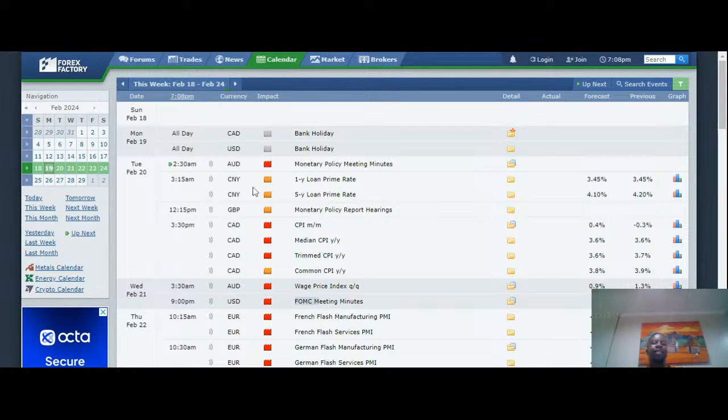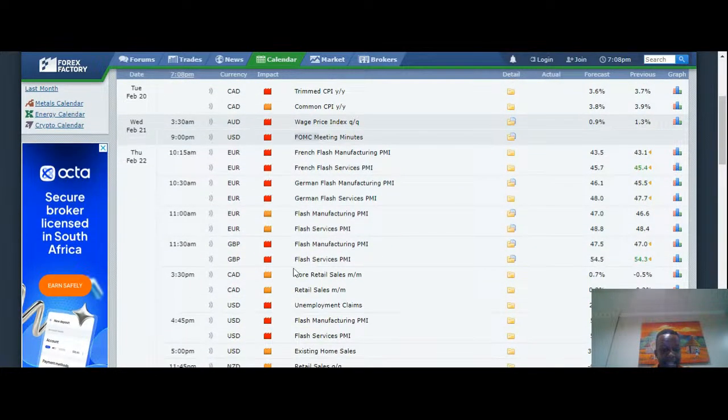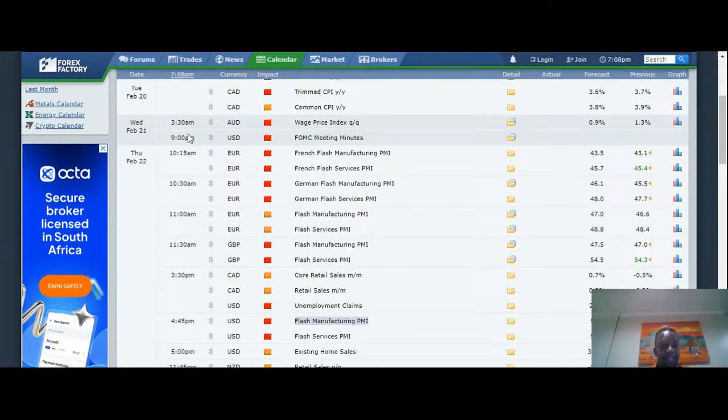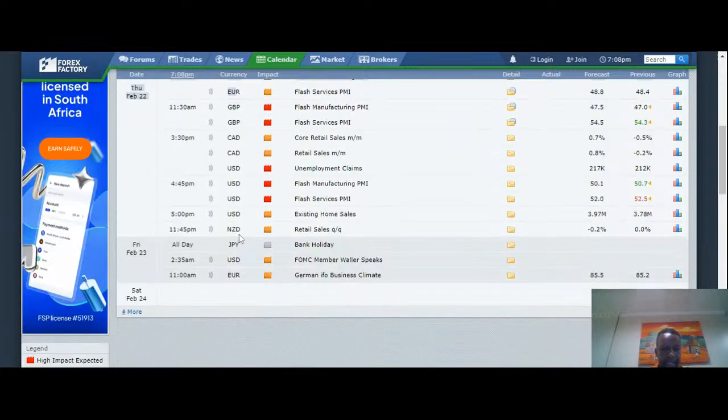So, which means it's in the afternoon session, which means on Wednesday, you can only trade the morning session. Okay, which means you can trade between 8:30 and 12 p.m., 8:30 in the morning to 12 noon on Wednesday. That's what you'll be doing. Thursday we'll be having flash, so we're going to be having a bit of volatility. So, in essence, this week, the best days to trade are Wednesday and Thursday.